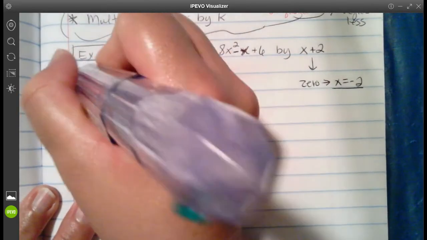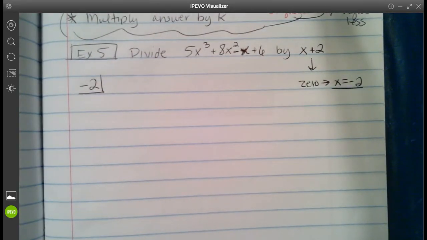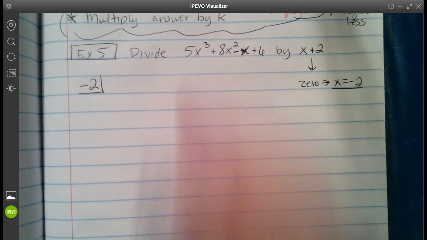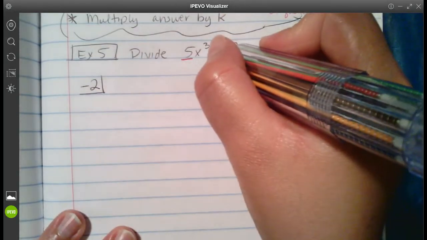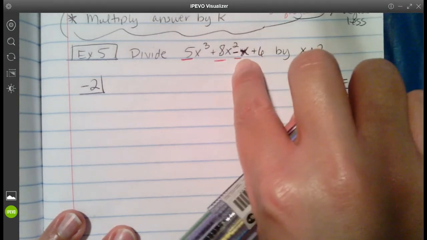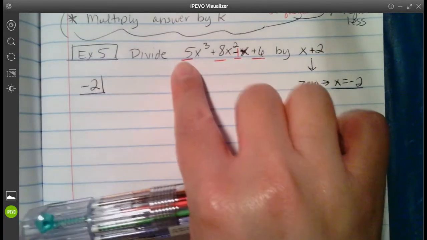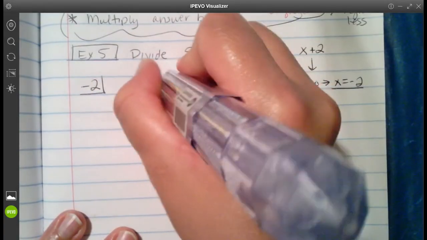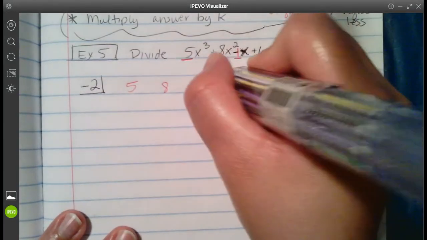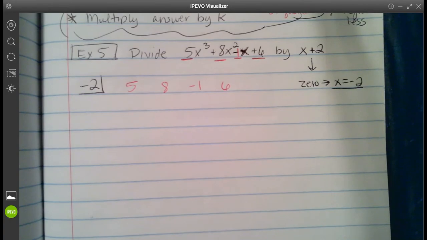So here in my little box, I'm going to hold on to negative 2. Then I'm going to look at all my coefficients in descending order. So 5, 8, negative 1. There's a 1 here, so if you want to put that 1, you can, and 6. And those numbers go on top. So 5, 8, negative 1, and 6. And then we just start the division.